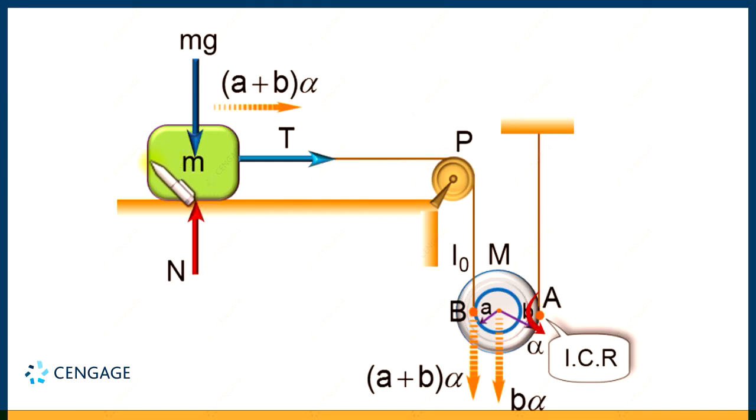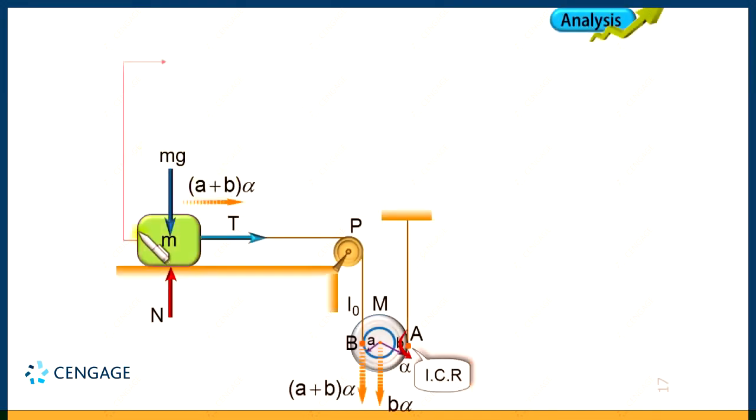Now we can write the equation of motion. This object cannot move in the vertical direction, that means N equals mg. These forces will be balanced. This is the unbalanced force, that means we can apply Newton's second law of motion for writing the equation of motion of this block. So let us write the equation of motion. We can write T equal to (A plus B multiplied by alpha) multiplied by m, or you can say T equal to m multiplied by (A plus B multiplied by alpha). This is equation number 1.